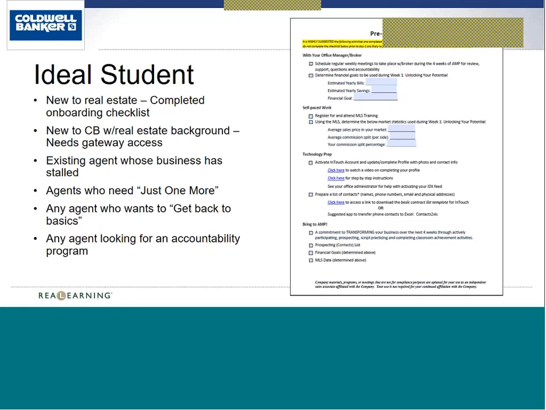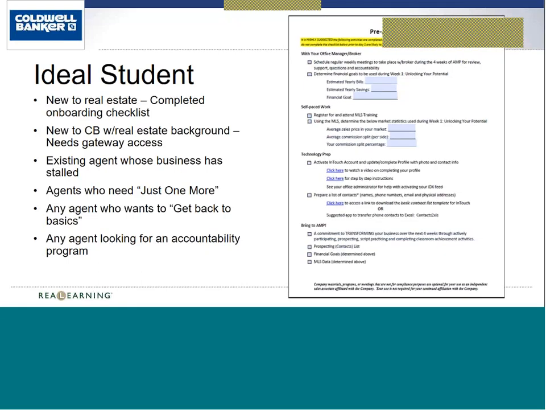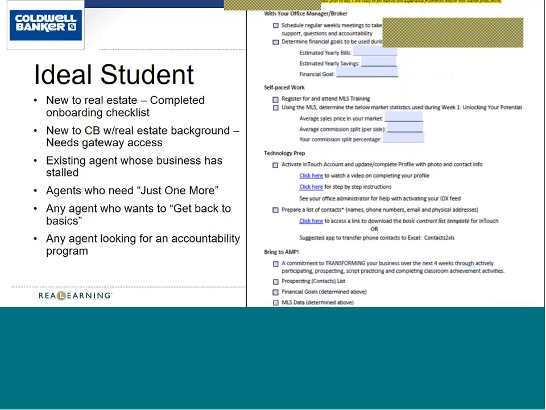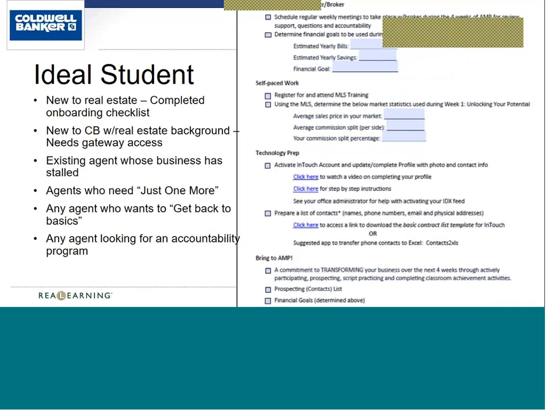Every single one of these students really needs to be looking at the pre-AMP checklist before they come to class. This one document will be a huge difference maker in the person who comes to class and says, hey, I brought my phone list, I'm ready to make calls. And yes, that did happen. We've had students come in ready to go. Or the student, when we say, okay, it's time to call your sphere of influence, and they sit there with a horrified look. This document was created to prepare them for the class.